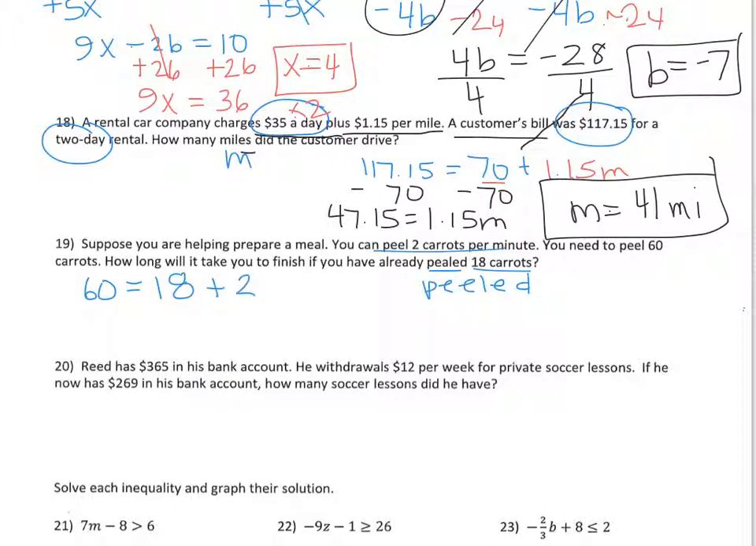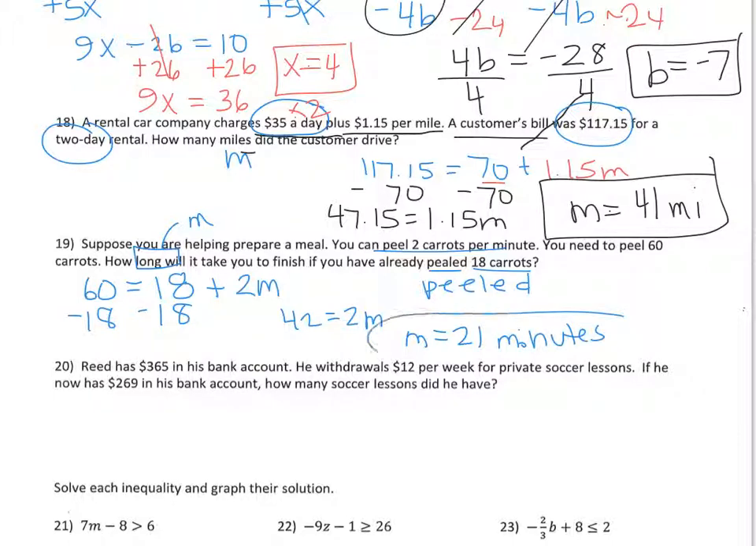So 2 carrots per minute. Because it says how long, that means that minutes or time is going to be your variable. So 60 equals 18 plus 2m. So I subtract 18 from each side, and I get 42 equals 2m. So m equals 21 minutes, because the question is how long.